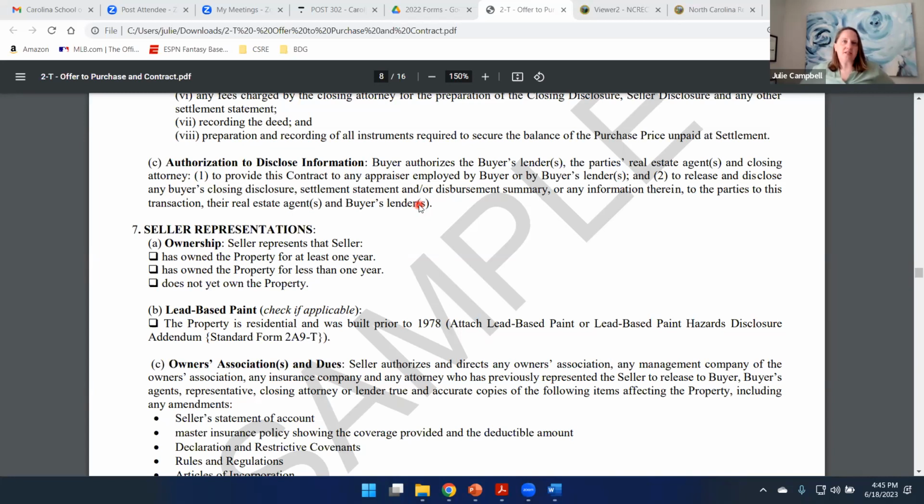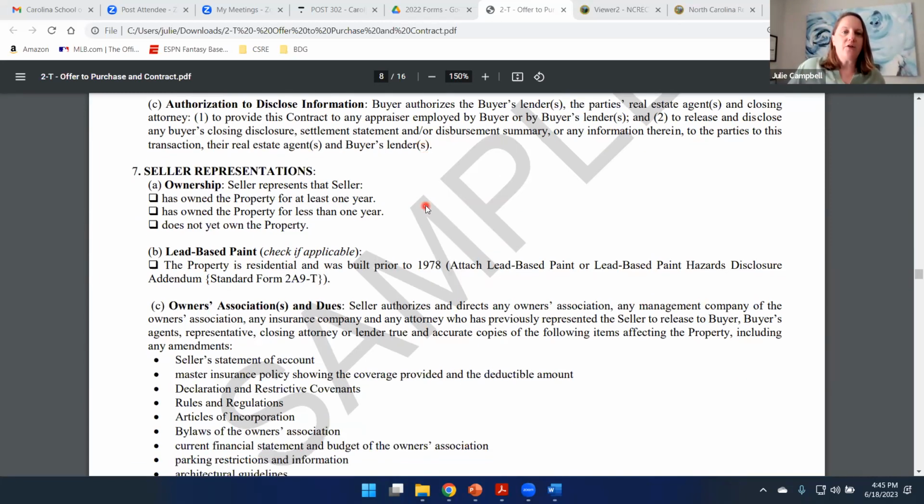So if 4, 5, and 6 are all about the buyer, provisions 7 and 8 are all about the seller. So listing agents, these are your sellers' provisions, making sure they're aware, they know what's going on. The first thing we have is seller representations. Again, the seller needs to complete this section accurately. The buyer should be able to rely on the accuracy of this information when they're deciding if they want to contract with the seller. So the first thing that the seller is going to represent is their ownership.